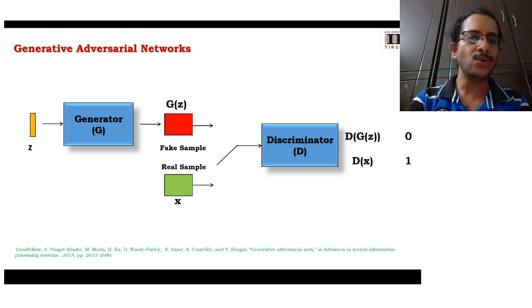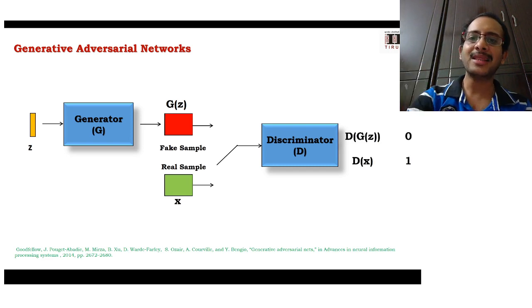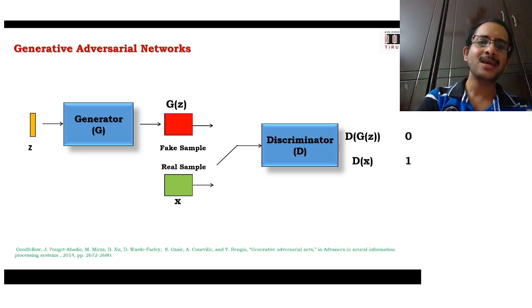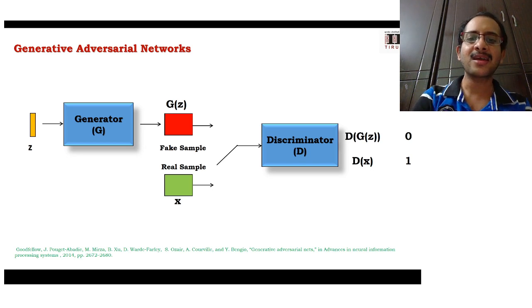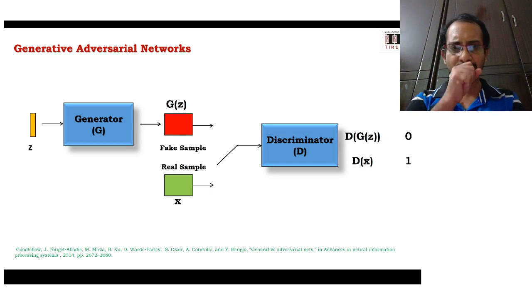So it's like a detective which looks at a particular thing and also knows how the real thing should have been, and says that it is fake. And this discriminator is like a critic which says that for a real sample x the probability is 1, and for a generated fake sample the probability is 0.